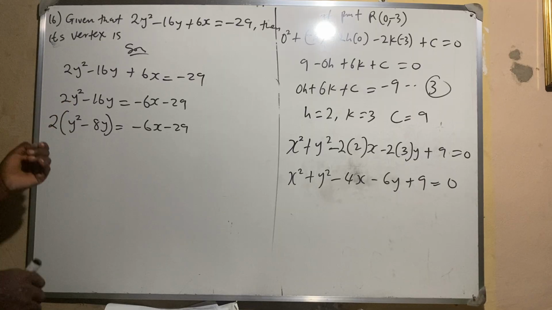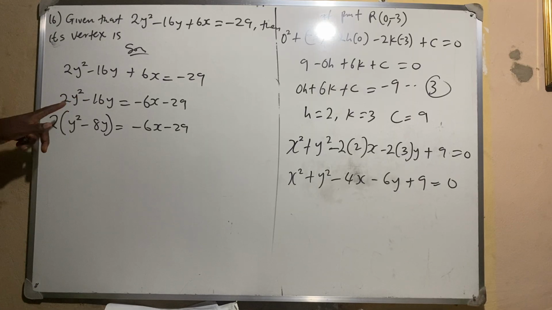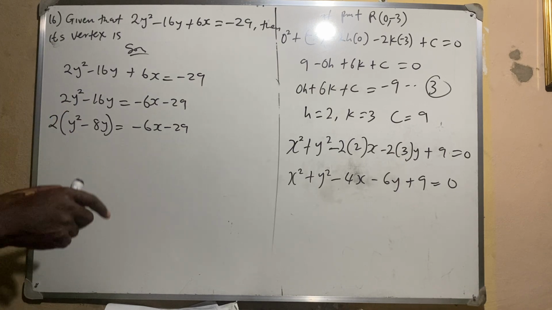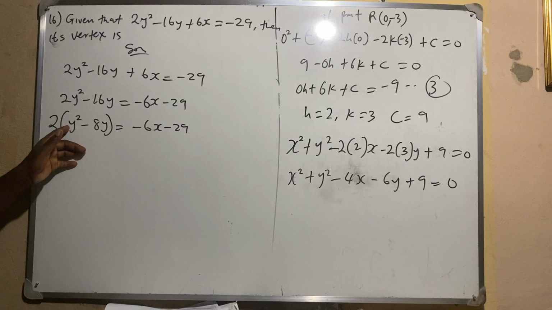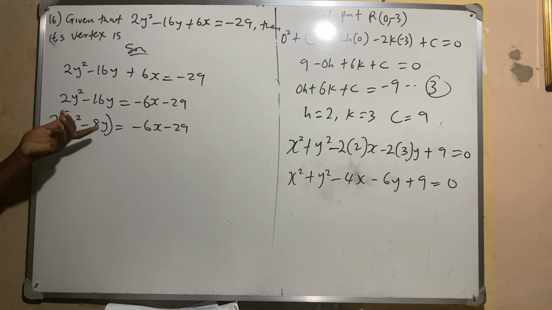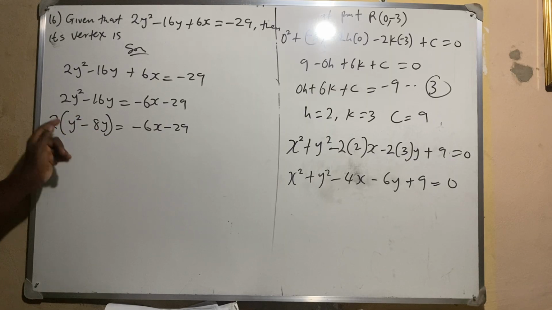Now, I am not really factorizing here. I want to use the completing the square method. I just brought out the coefficient of y squared outside, because before you do completing the square, the coefficient of y squared must be 1. Okay? So since I brought out the coefficient, if you look inside here now, the coefficient is 1. So I can do the completing the square method inside this place.